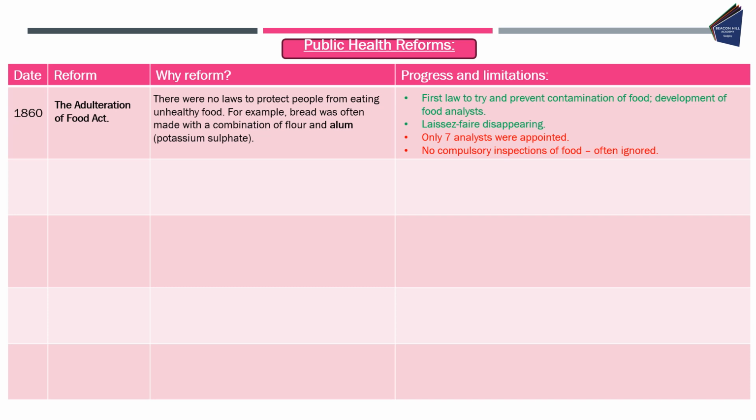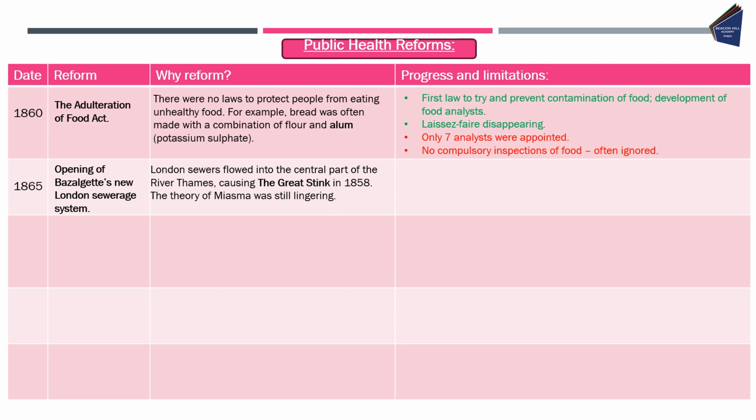In 1865, we have the opening of Bazalgette's new London sewerage system, and the reason for this is that the London sewers were flowing into the central part of the River Thames, which caused the Great Stink in 1858. The Great Stink in 1858 would be a great specific for you to reference in your exam. And the theory of miasma was still lingering. So when the smell is so bad in central London, people believe that that is what is causing disease to spread.